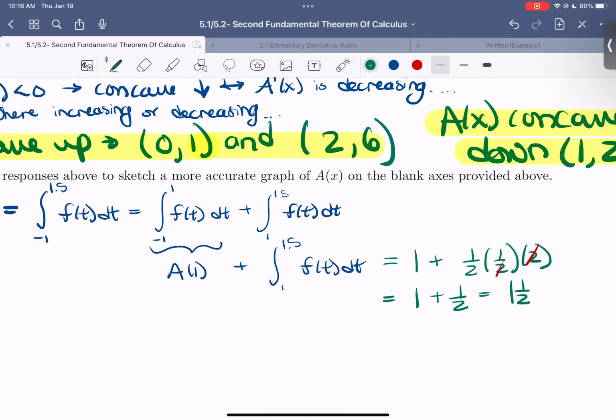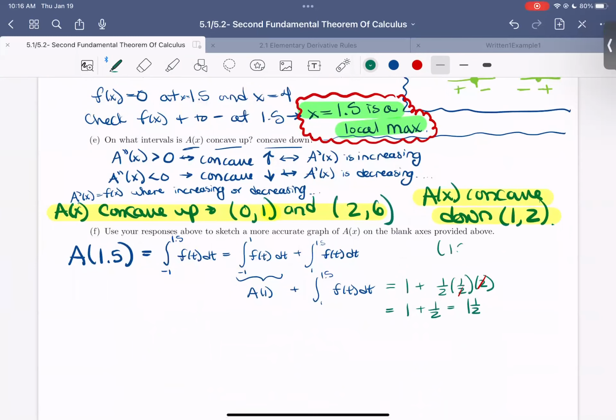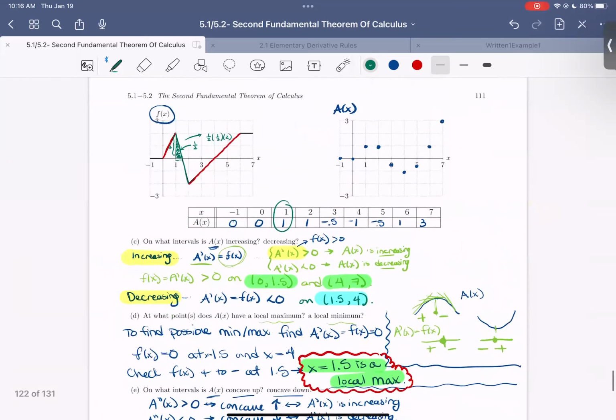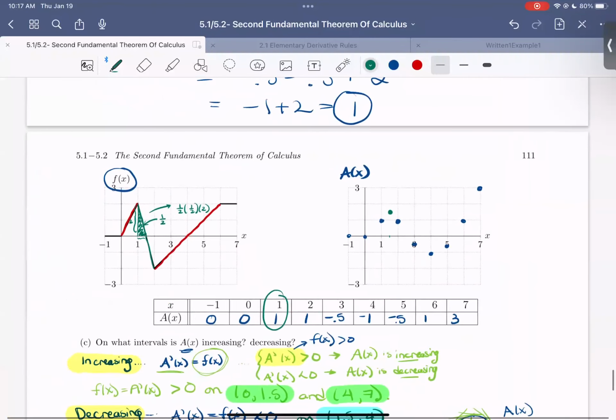which is equal to 1.5. So let's go ahead and plot that point, 1.5, 1.5, on our graph. So we see at 1.5, our output value is 1.5. So it sits right there. Okay, so now let's start drawing the sketch, or the curve of our graph connecting these points.